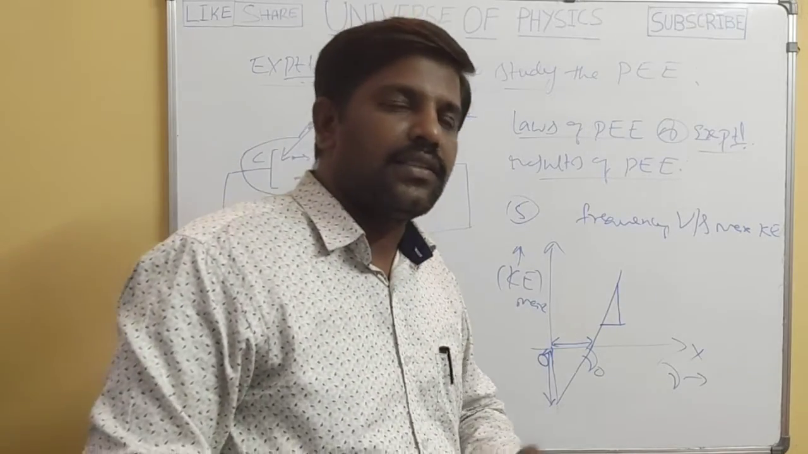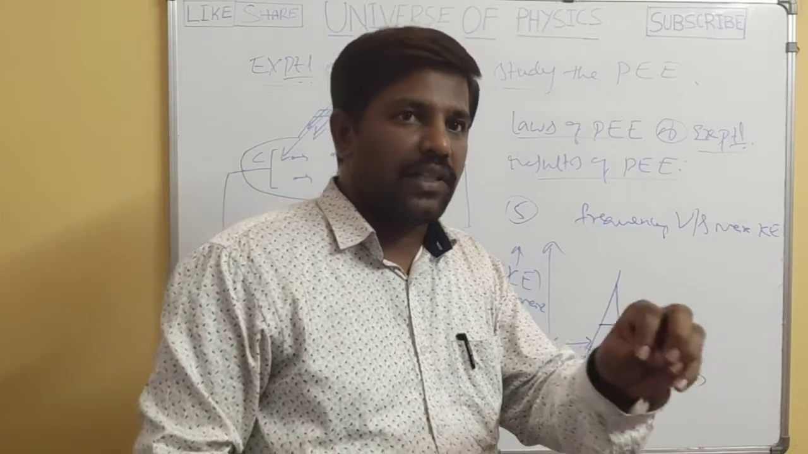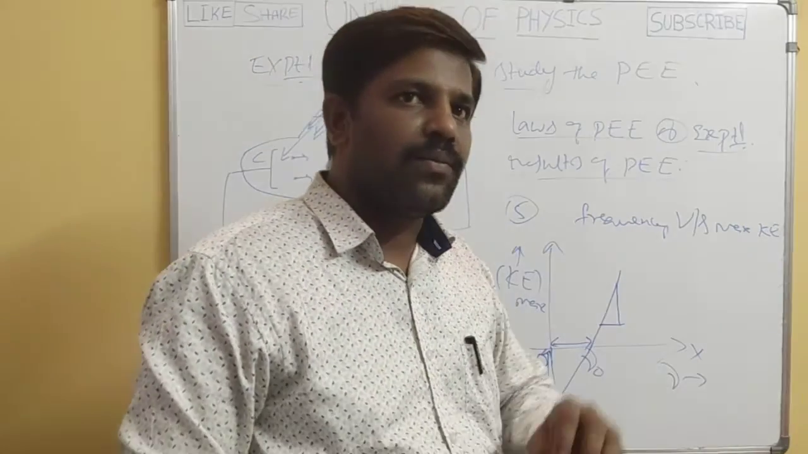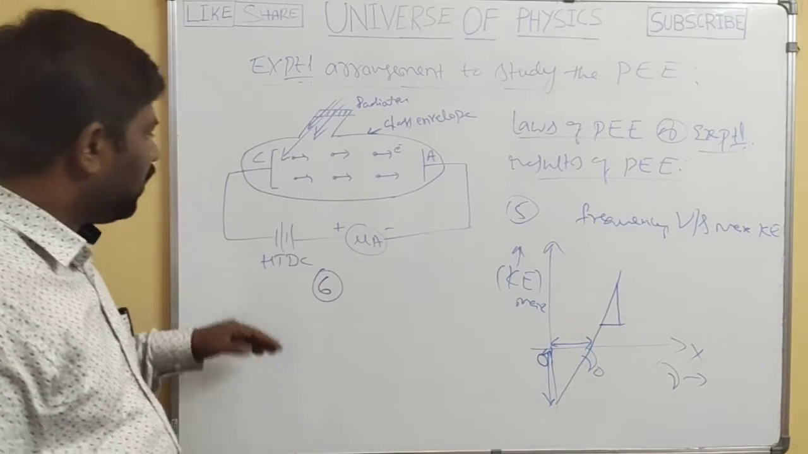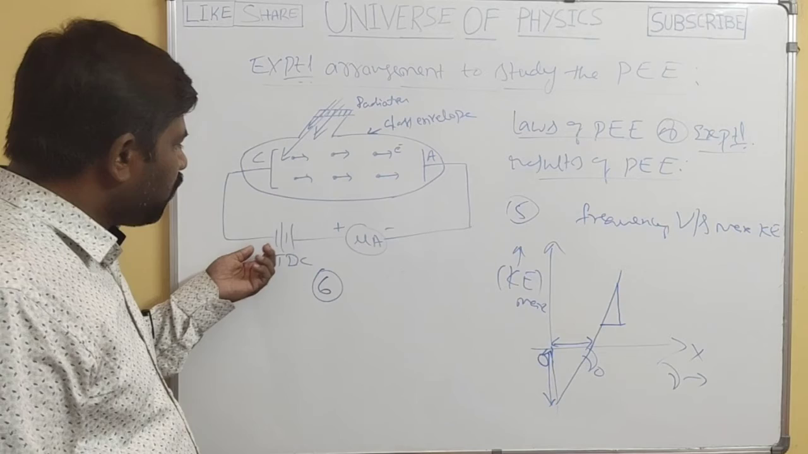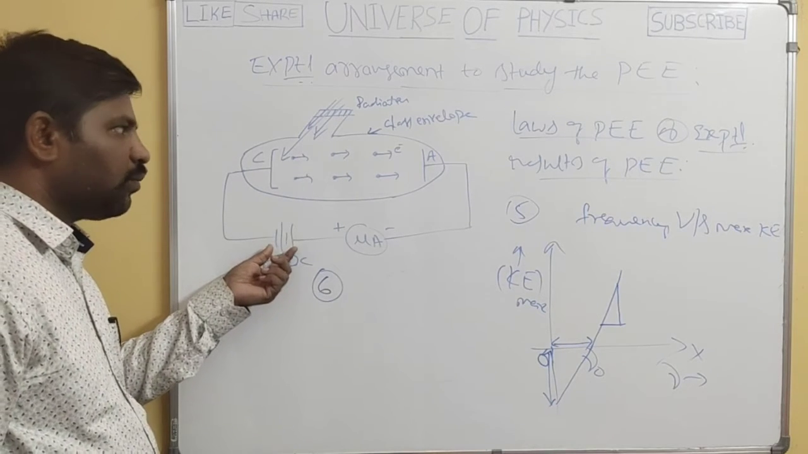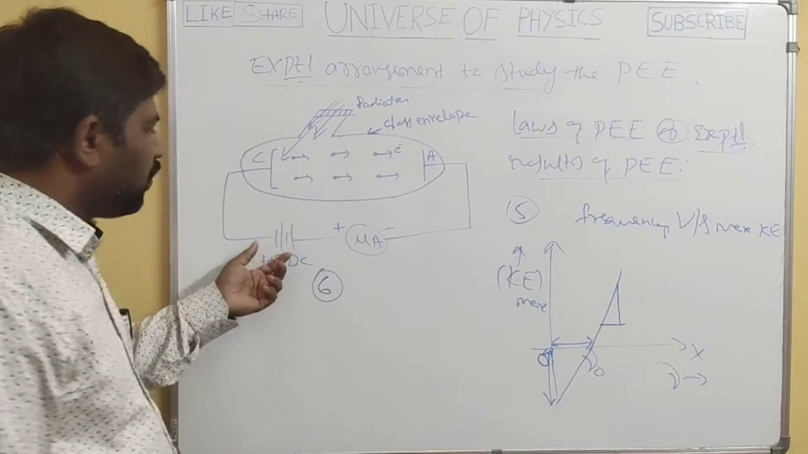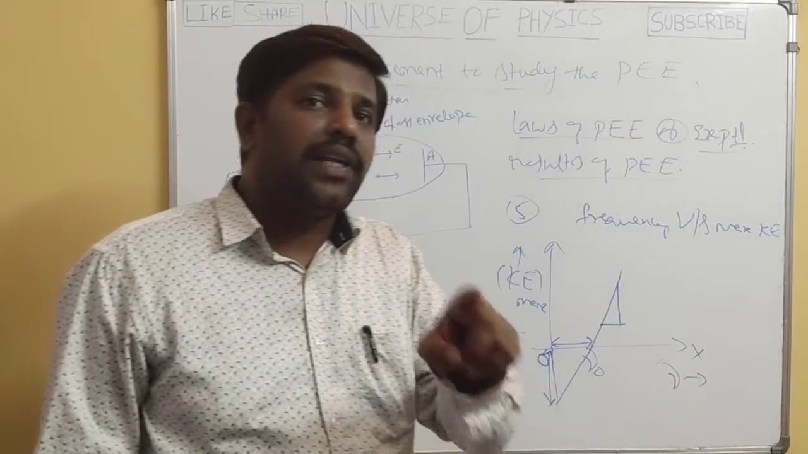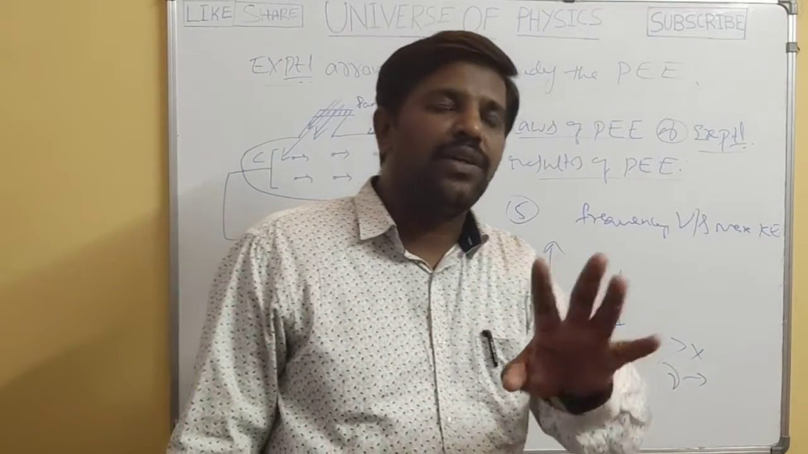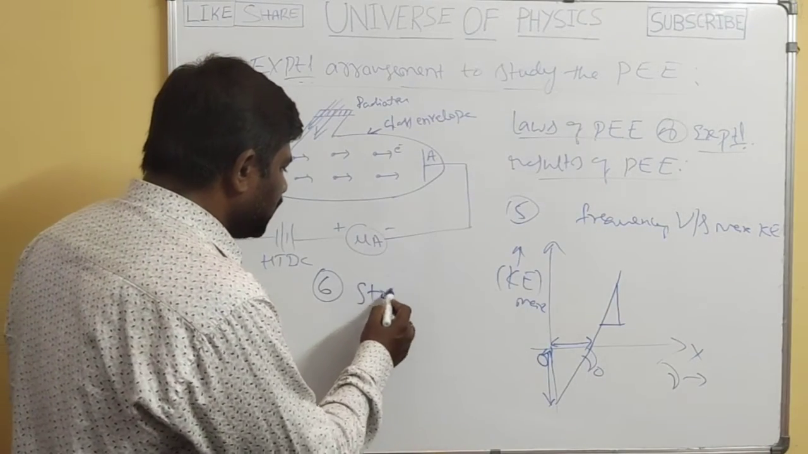If the photoelectric current decreases, at some time it must become zero. If we reverse the polarities of the electrodes, then the photoelectric current decreases and it becomes zero at a particular negative potential. That potential we call the stopping potential.